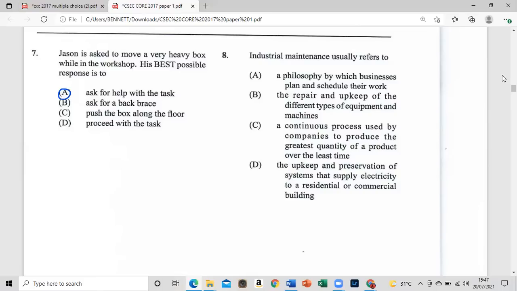All right. Industrial maintenance usually refers to: A, a philosophy by which businesses plan and schedule their work; B, the repair and upkeep of different types of equipment and machines; C, a continuous process used by companies to produce the greatest quantity of product over the least time; or D, the upkeep and preservation of systems that supply electricity to a residential or commercial building? And that is B, repair and upkeep.